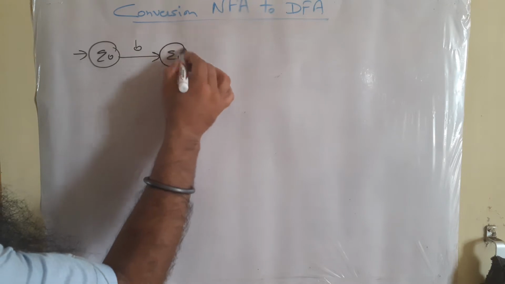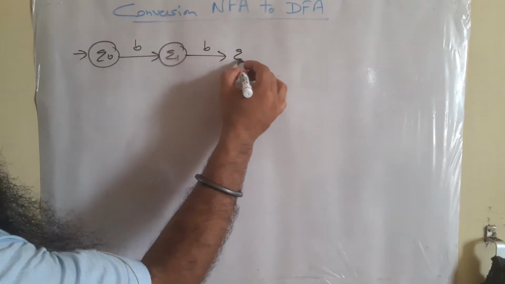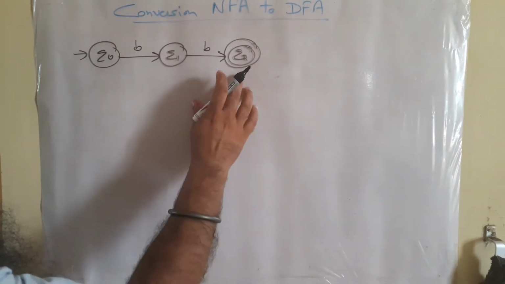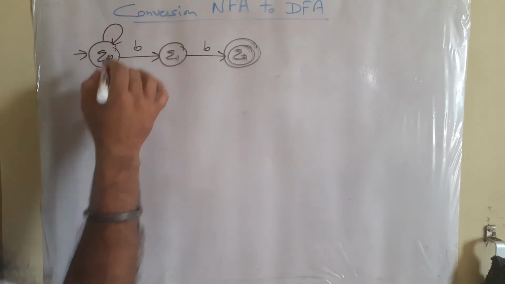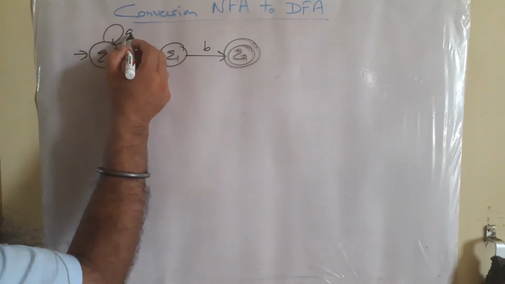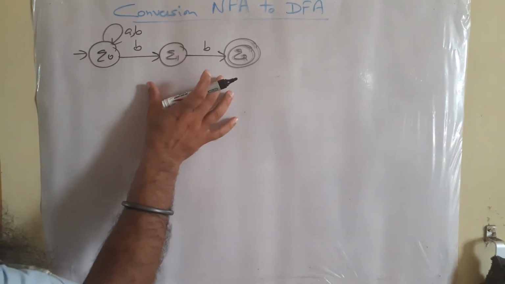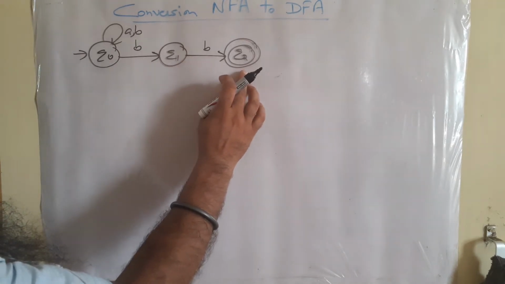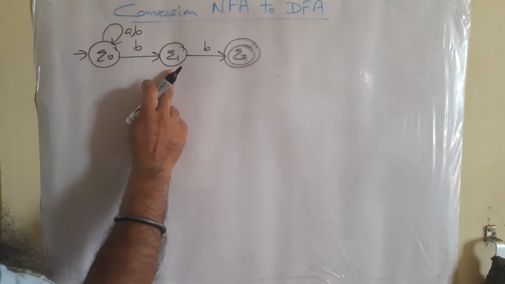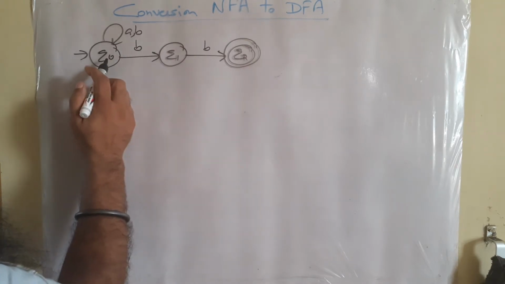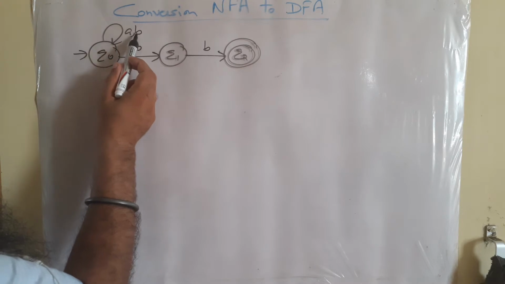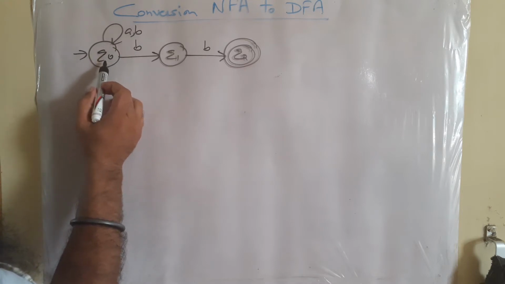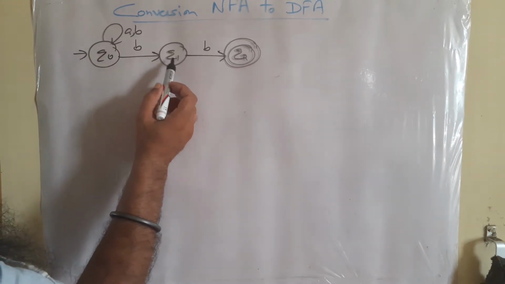condition whereby the string must end with BB. So this is the question where the string must end with BB. There is no input symbol for Q2, there is no input symbol A for Q1, and Q0 responds to A and B. When it responds to B, it remains at Q0 as well as it may move towards Q1.